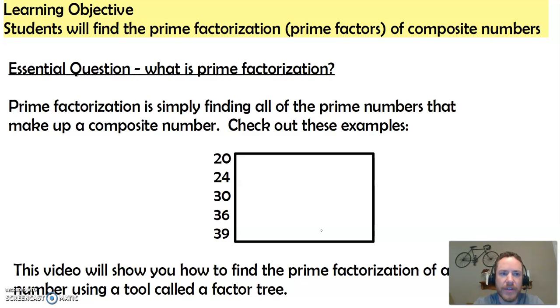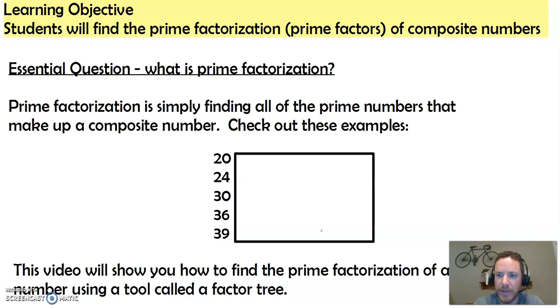Our learning objective: students will find the prime factorization or prime factors of composite numbers. Our essential question: what is prime factorization? Prime factorization is simply finding all of the prime numbers that make up a composite number.